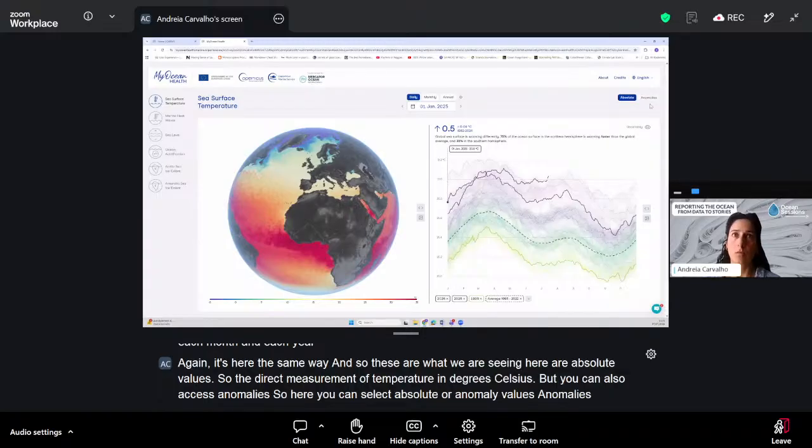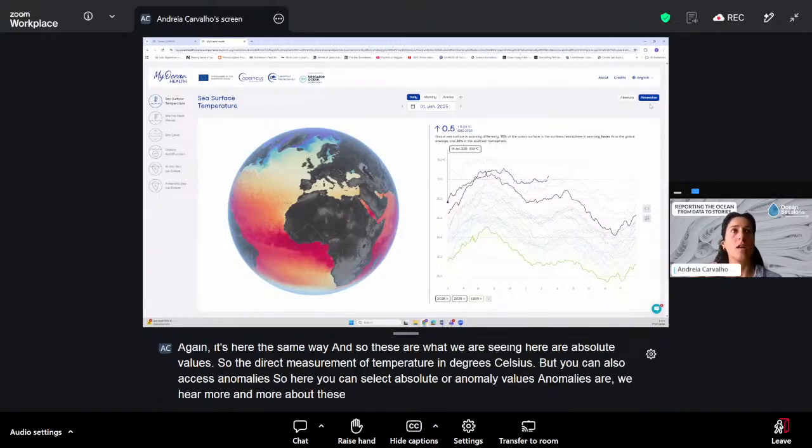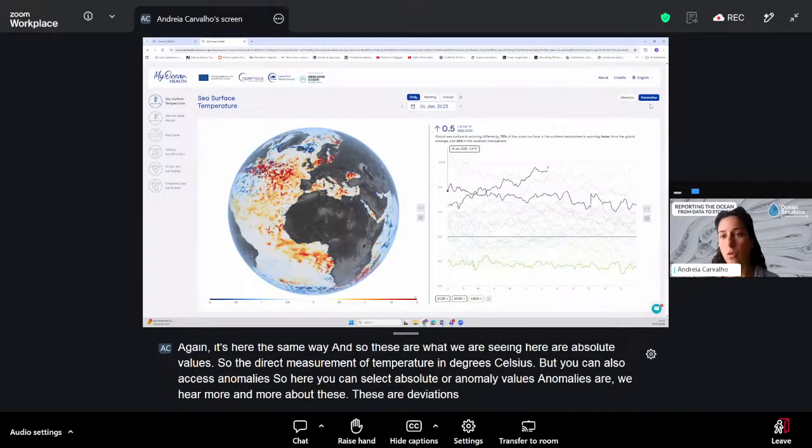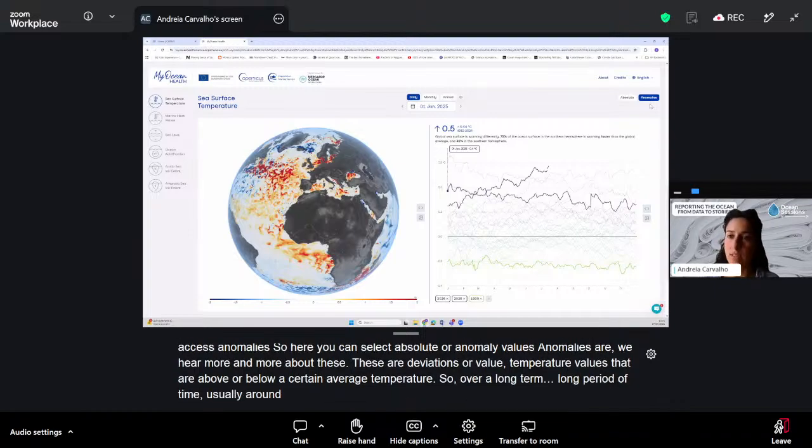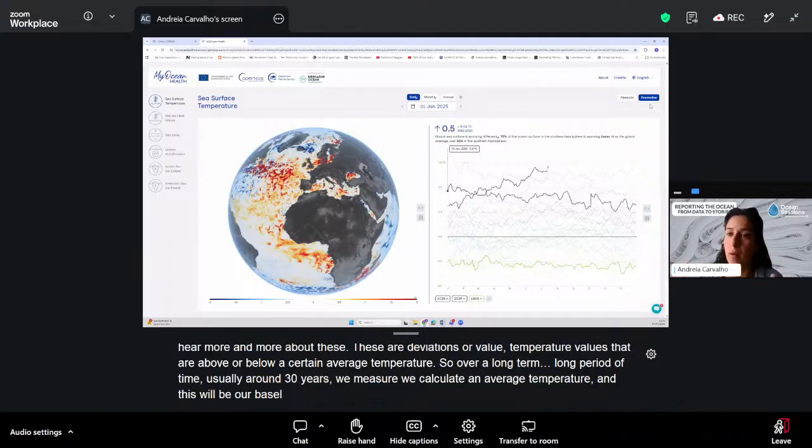Anomalies, we'll hear more and more about these. These are deviations, or temperature values that are above or below a certain average temperature. So over a long period of time, usually around 30 years, we calculate an average temperature, and this will be our baseline. And anything above or below this reference period is an anomaly.